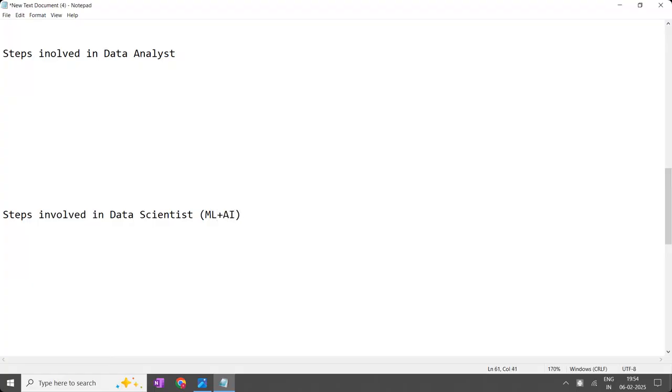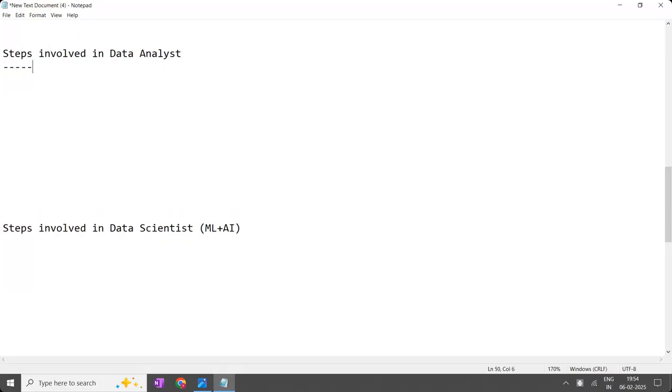Exclusively ML means ML engineers. Exclusively AI means AI engineers. A combination of ML plus AI is called data science, basically. Now, what are the steps involved in this? If you understand that one, automatically you'll find the difference clearly.